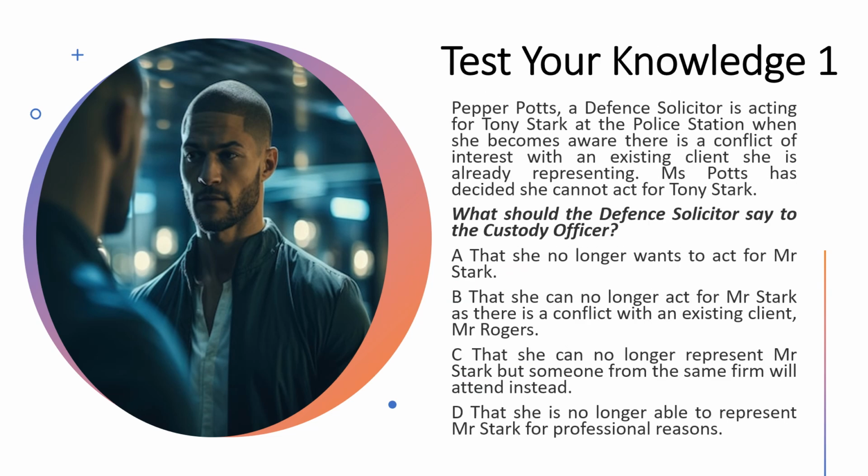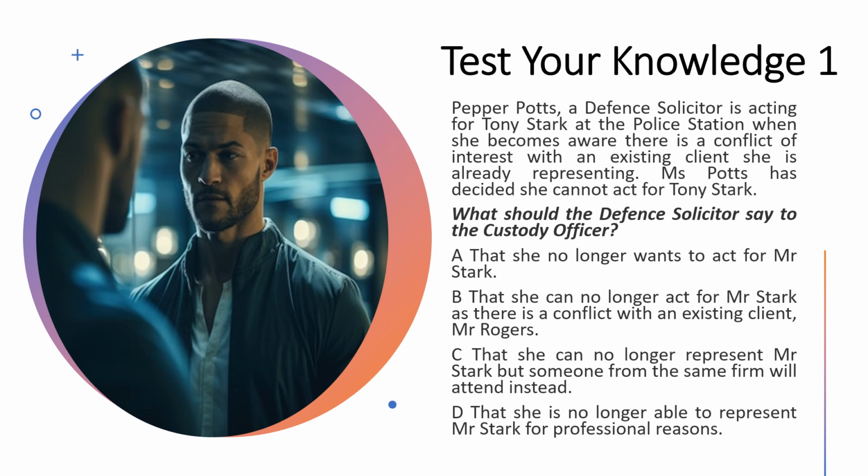There are three test your knowledge questions. Test your knowledge 1 is about Pepper Potts. The defence solicitor is acting for Tony Stark at the police station. When she becomes aware there is a conflict of interest with an existing client she is already representing, Miss Potts has decided she cannot act for Tony Stark. What should the defence solicitor say to the custody officer?